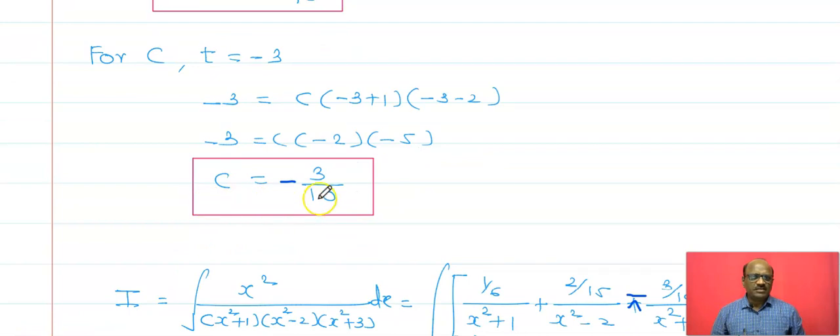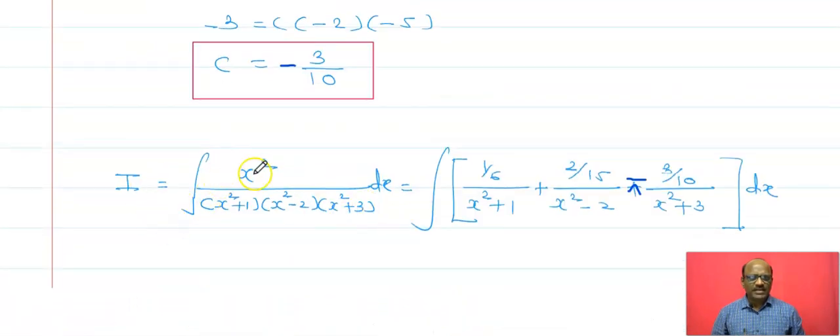The value of c is minus 3 by 10, and therefore the integral of x square upon (x square plus 1)(x square minus 2)(x square plus 3) dx. The value of a is 1 by 6 upon x square plus 1. The value of b is 2 upon 15 upon x square minus 2. And the value of c is minus 3 by 10 upon x square plus 3.